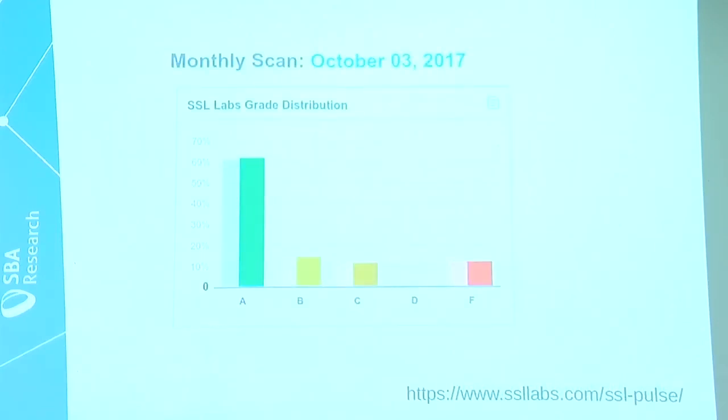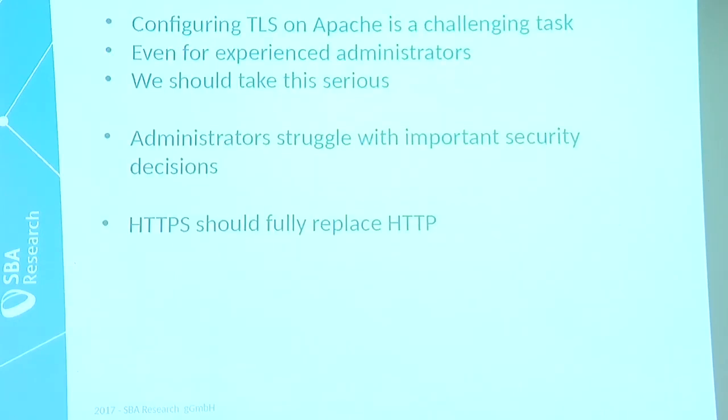When we look at the SSL Pulse statistics from this year, we see that we have over 60% A-grade configurations. You have to know that these statistics are only for the top 200K websites. So when we look at the long tail of websites, this is shifting to not as good configurations. But even here we see an improvement, and we can steadily go on to a better internet.